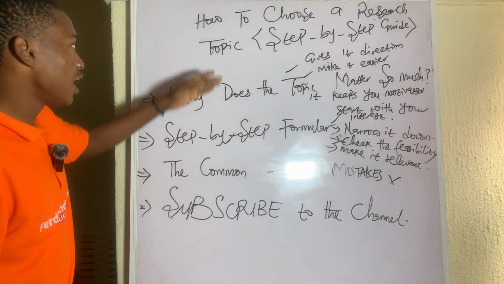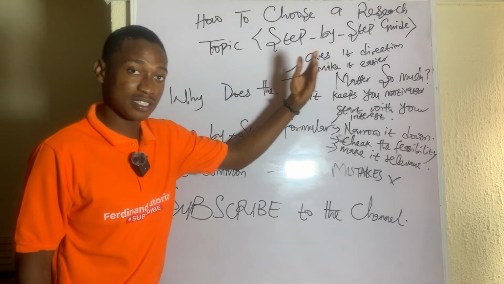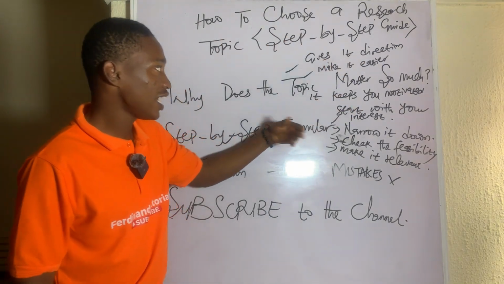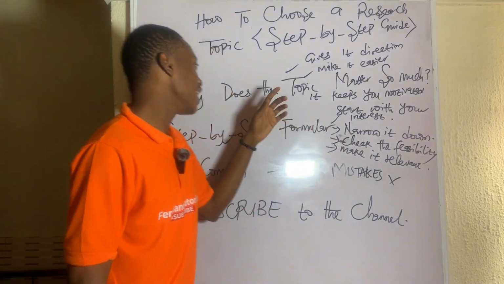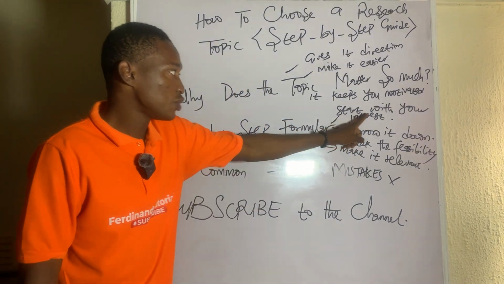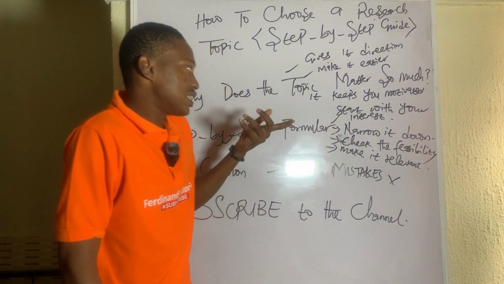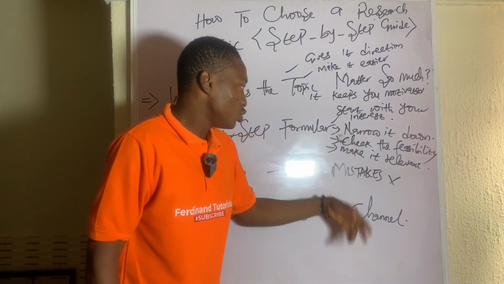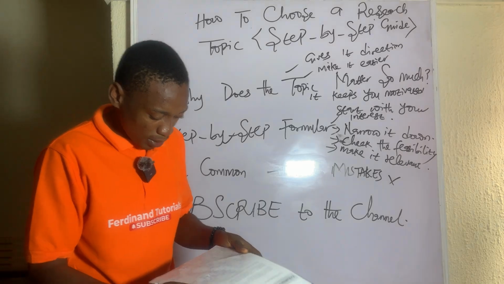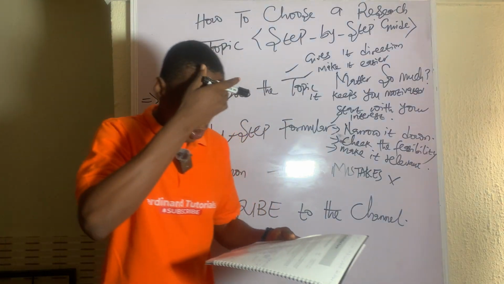Just a recap, I explained why the research topic is important. We said that it gives your project topic direction, it makes it easier, and it keeps you motivated. And then I looked at the step-by-step formula on how to choose your topic. I said that you start with your interest. What interests you? You narrow it down, you check the feasibility of that topic, and then you try as much as possible to make that topic relevant.